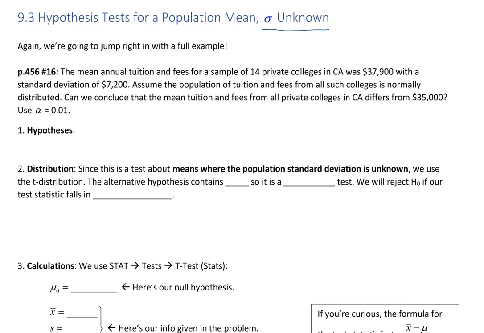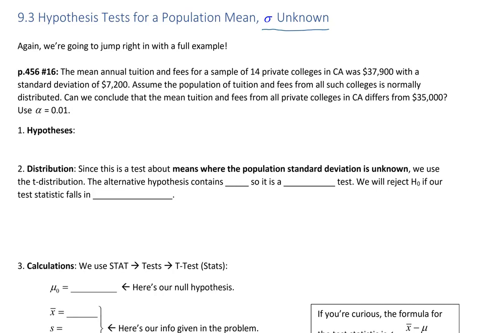So page 456, number 16. The mean annual tuition and fees for a sample of 14 private colleges in California was $37,900 with a standard deviation of $7,200. Assume the population of tuition and fees from all such colleges is normally distributed. Can we conclude that the mean tuition and fees from all private colleges in California differs from 35,000? Use alpha equals 0.01.